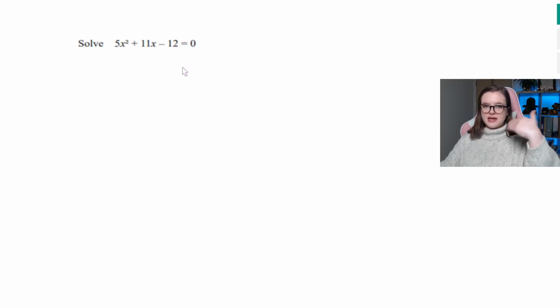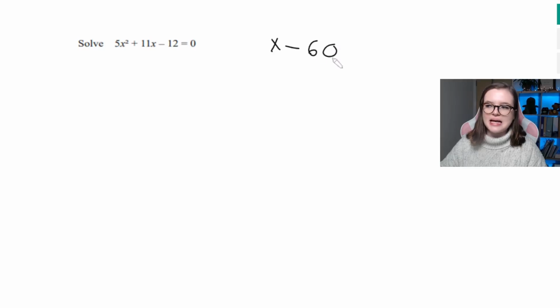Okay, then next up, solve 5x squared plus 11x minus 12 equals 0. So same next step from once you factorise your quadratic, just essentially the same thing, just with the grade 7 rather than the grade 5. So first things first, we're going to times to get the times: 5 by minus 12 to make minus 60, and then adding to make 11.